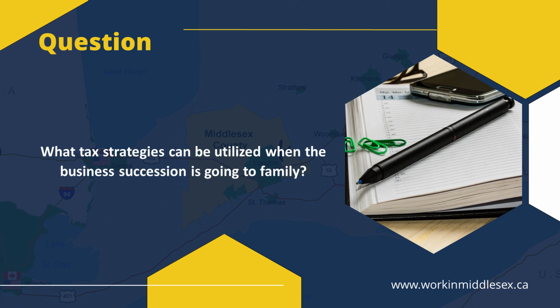So when the business succession is going to family, talk to me about some of the tax strategies that could be utilized there. Well, there's a number of ways in which the equity or the value of a business can be transferred to a child in a way that takes some of the pressure off of them and some of the tax consequences off of a seller. There is what they call a capital gains reserve.